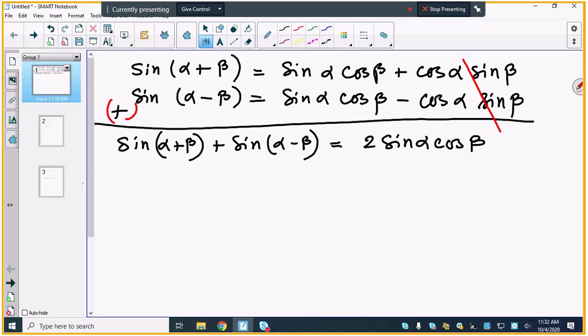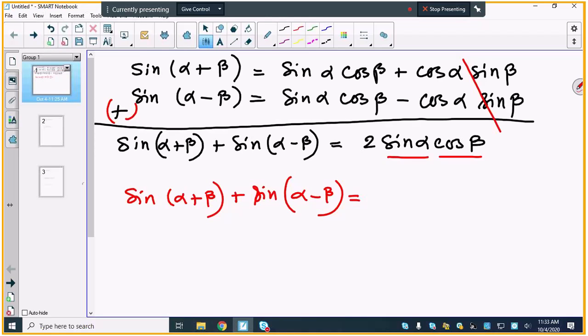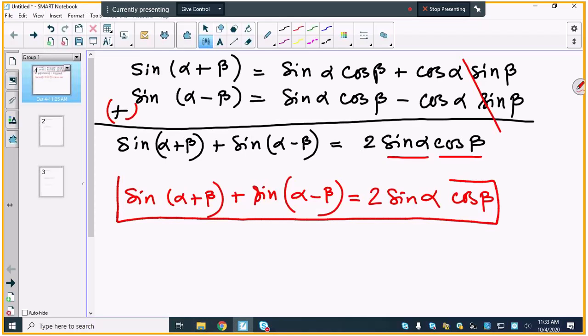And that has given us a product of two trigonometric functions, sine and cosine, on the right hand side of this new formula. So what we will say is, if you have the sine of the sum of the two angles, added with the sine of the difference of the two angles, then that results in the product of the two trigonometric functions, sine of the first one and cosine of the second one, multiplied by 2. And that is the first multiplication formula for trigonometric functions.